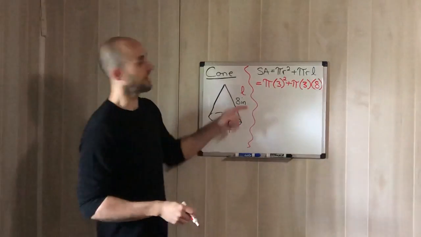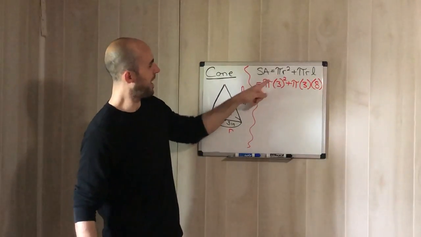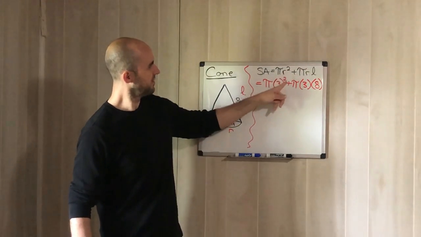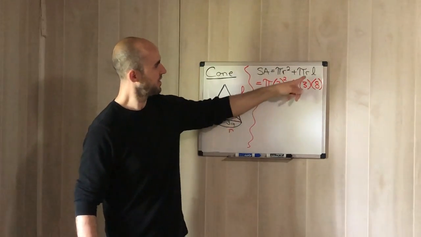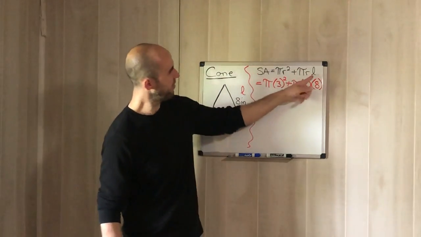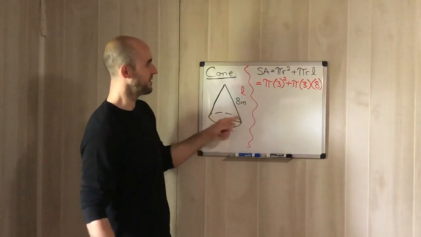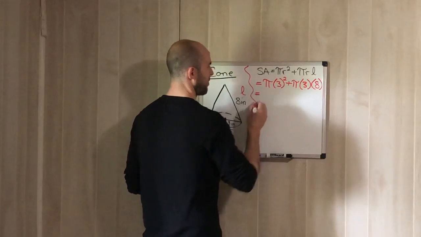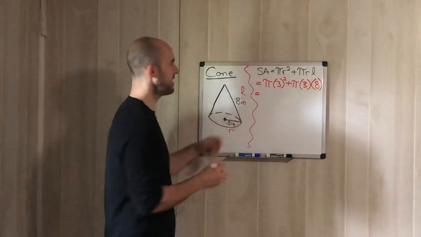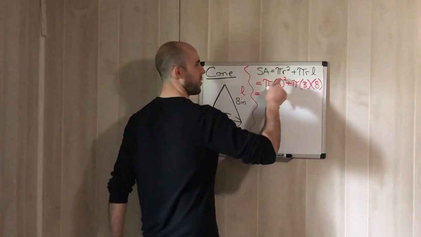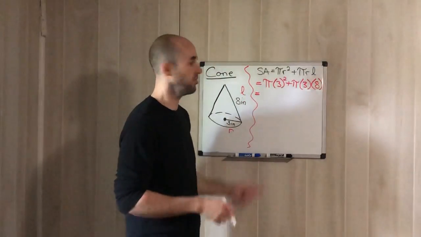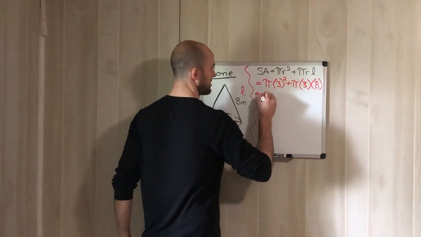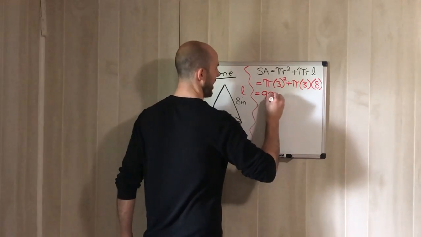So again, all I did, I just substituted everything. We had pi, the radius was 3, squared, plus pi. We know that the radius again was 3, and we know that the length of the cone was 8. And once you have that, again, always deal with everything in the parentheses, but even before that, let's deal with the square, right? So we know that 3 squared doesn't mean 3 times 2. 3 squared means 3 times 3. So 3 times 3 is going to give us 9. So we have 9 pi, right?